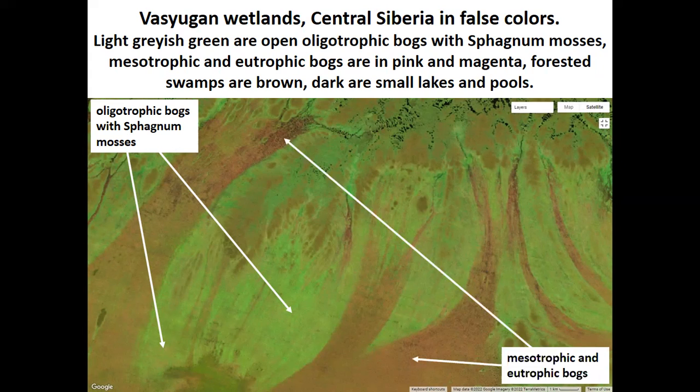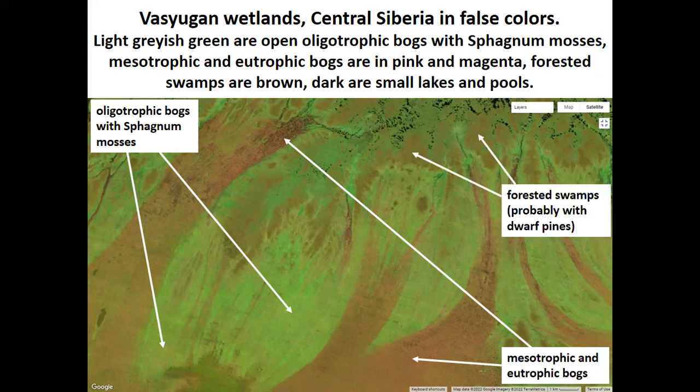But there is even more wet area, this more eutrophic and mesotrophic bog with a different type of vegetation, also very wet, but looking really different here. And also in drier positions, there are some trees, in this particular case probably small, dwarf pines, suppressed Scotch pines. And this is practically a very, very wet forest, like a forested swamp.